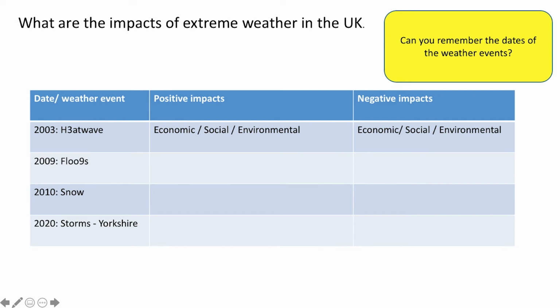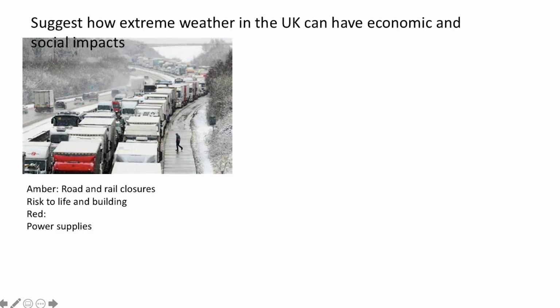Let's move on. Take a look at the image. The question in the exam paper said, suggest how extreme weather in the UK can have economic and social impacts. Always take time to read the question clearly. So we're only thinking about the UK, we're only thinking about economic and social impacts, impacts which affected money or people. We are not considering the environment in this question.